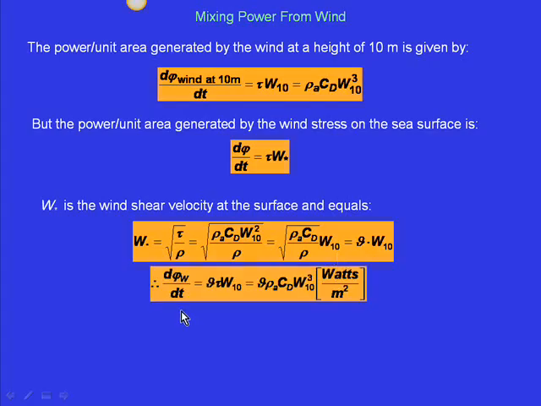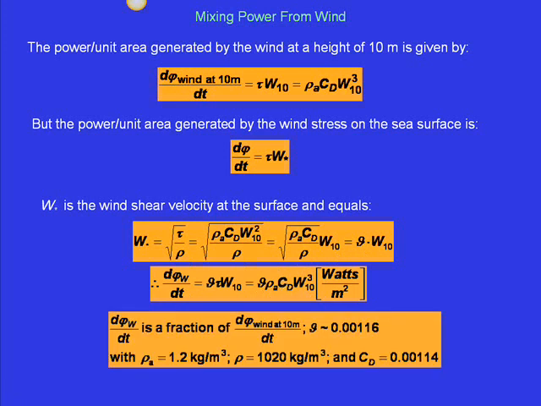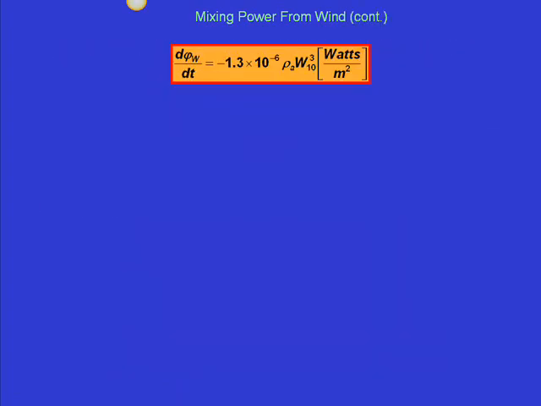And the power generated by the wind at the air-water interface is given by this expression. Just a small fraction, 0.001, of the power generated at a height of 10 meters above the seawater, above the air-water interface. Remember that fraction is 0.00116. I think that's what you said before, right? Taking into account those values. All right, so that's one expression. That's one expression for the mixing power from the wind.